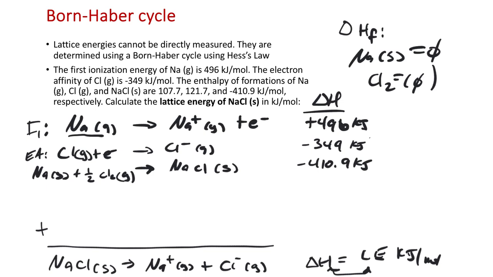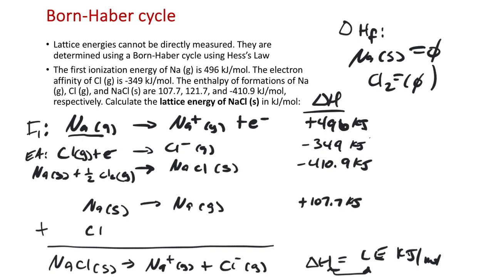Okay, so then let me write the delta HF for sodium gas. Let me actually leave some room here, because I'm going to end up flipping this reaction. I'll talk about why in a minute. But let me write this reaction out here, the delta HF of sodium gas. Well, that would be from sodium solid, the form of sodium with a 0 delta HF. So the delta H of this reaction would be plus 107.7.